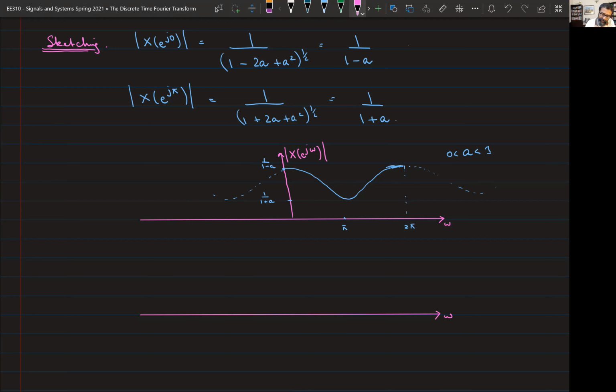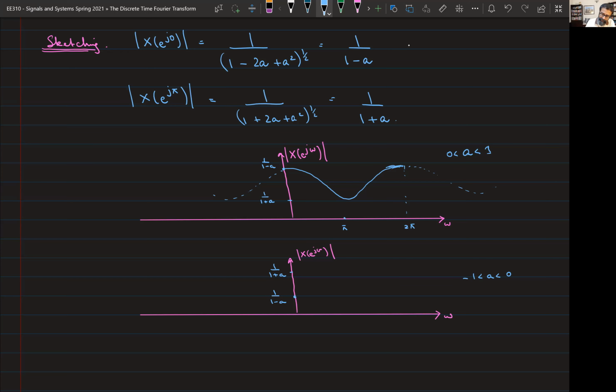This is omega. And what I want to do is plot the case when minus 1 is less than a is less than 0. And this is X of e raised to j omega. In this case, you'll find at omega equals 0, once again, the signal is 1 upon 1 minus a. But since a is negative, 1 upon 1 minus a is actually smaller than 1 upon 1 plus a.